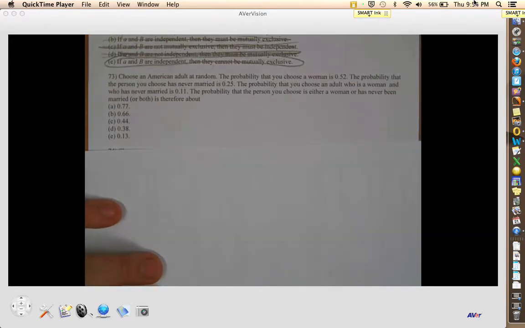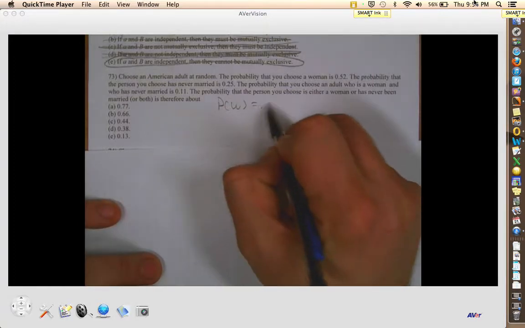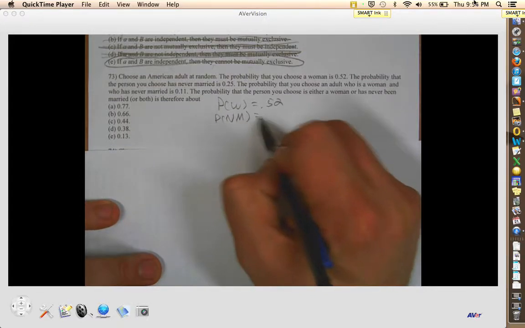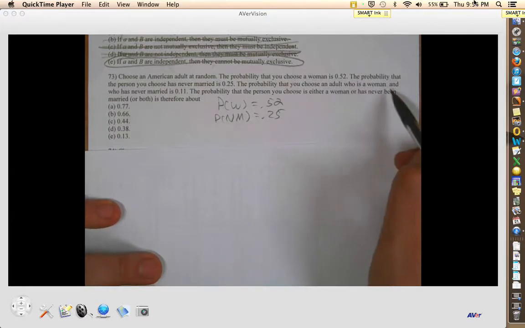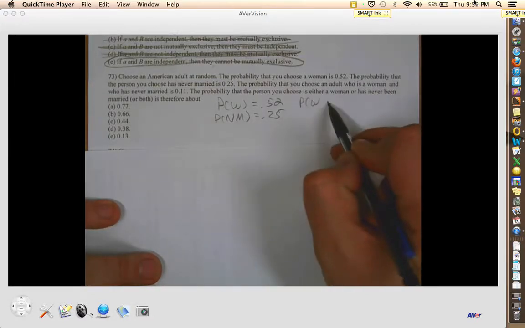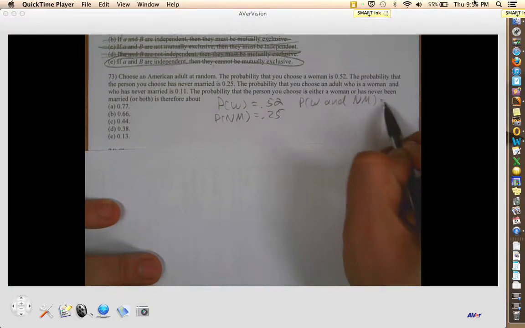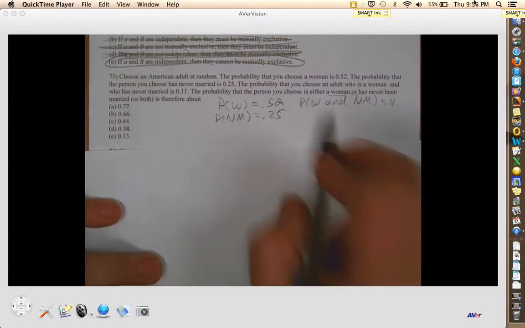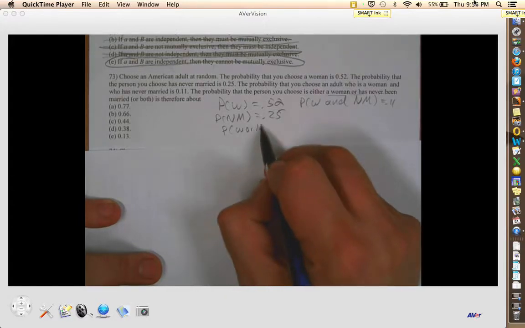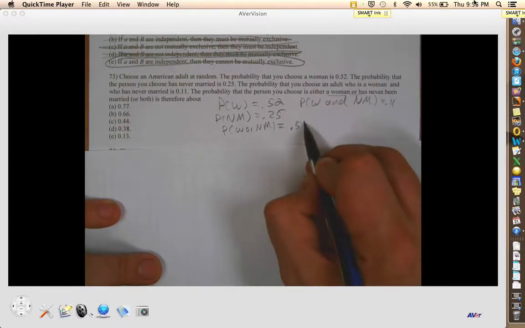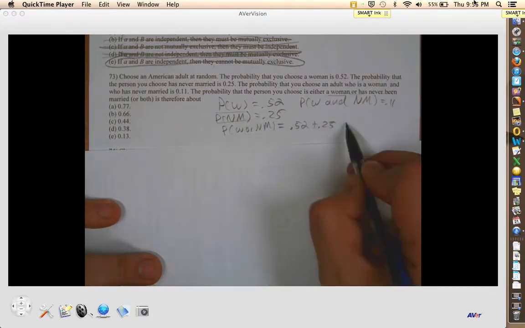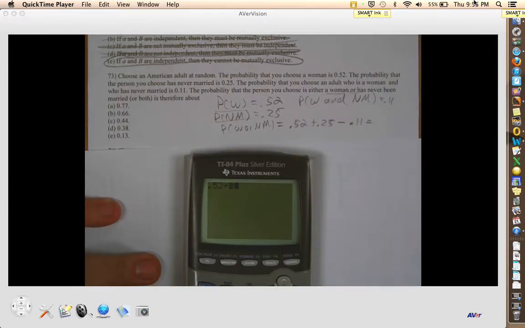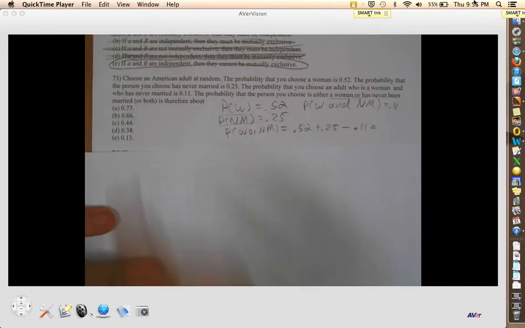Choose an American adult at random. The probability that you choose a woman is 0.52. The probability that the person you choose has never married is 0.25. The probability you choose an adult who is a woman and has never married is 0.11. The probability that the person you choose is either a woman or has never been married: the probability of W or NM is 0.52 plus 0.25, the probability of one plus the probability of the other, minus that overlap. That gives 0.66, letter B.